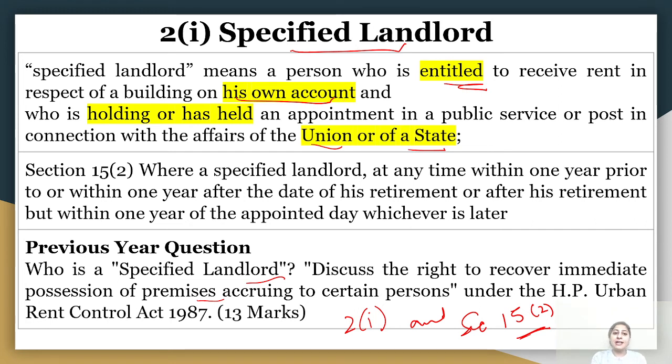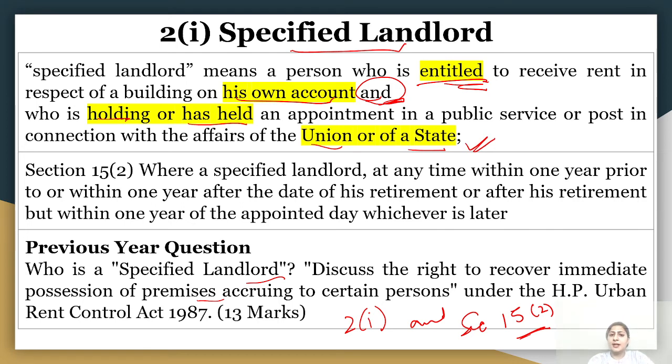So specified landlord means a person who is entitled to receive rent in respect of a building on his own account. And there is an added condition. So this means the next condition is also to be fulfilled. That is, who is holding or has held an appointment in public service or post in connection with the affairs of the union or of state.